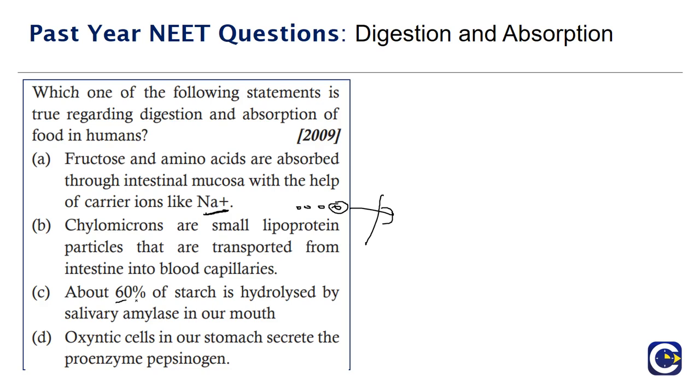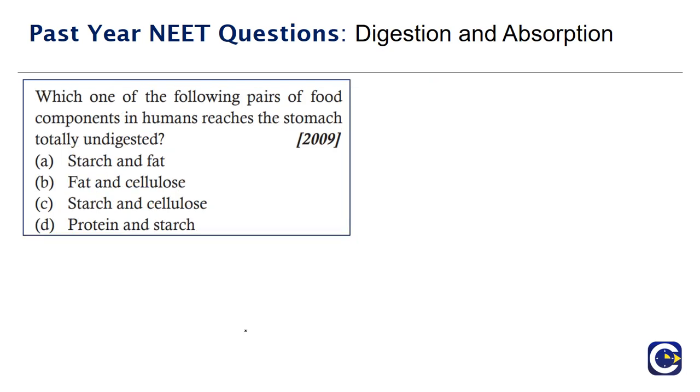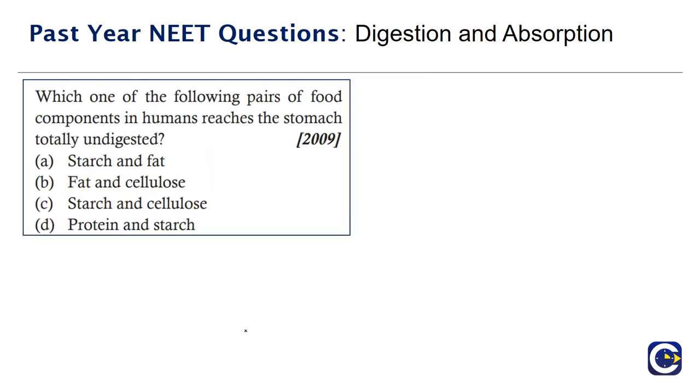And here about 30% of the starch is digested by salivary amylase. What is salivary amylase? Also called ptyalin. Oxyntic cells in our stomach secrete proenzyme pepsinogen. No, oxyntic cells produce HCl. Okay, so the answer is option A. Fructose and amino acids are absorbed through intestinal mucosa with the help of carrier ions like sodium. Which one of the following pairs of food components in human reaches the stomach undigested?